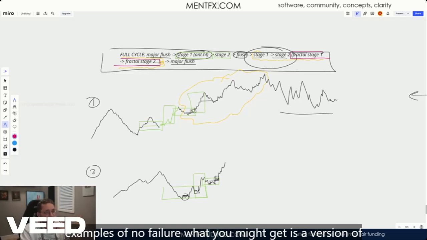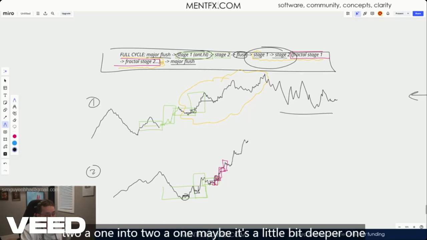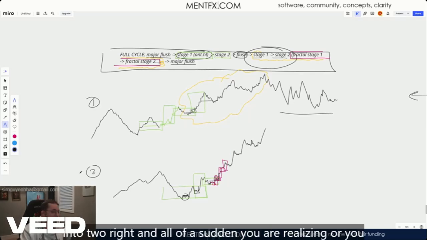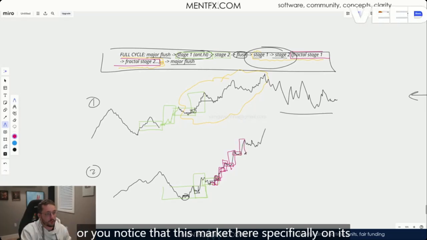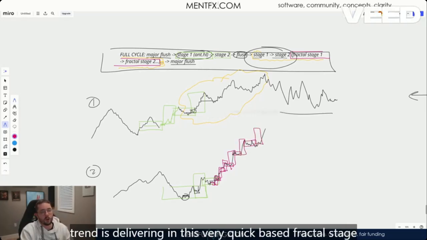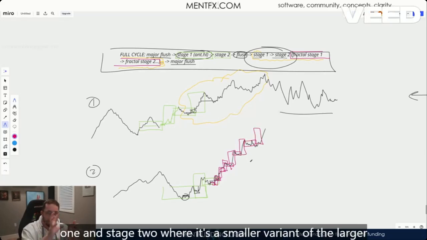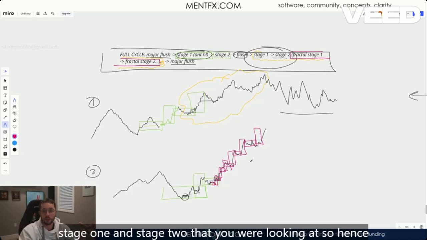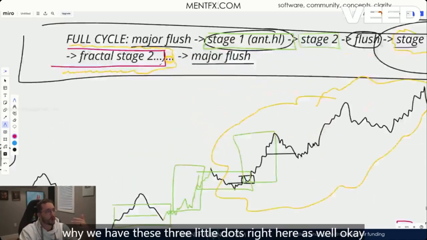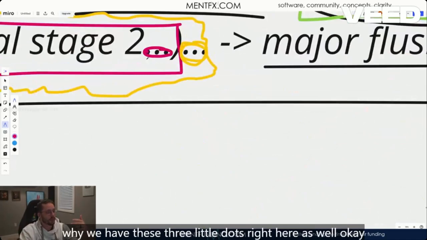What you might get is a version of this fractal 1 and 2, because what's happening, as you've seen in prior examples, is price is also delivering a 1 into 2, a 1 into 2, a 1 into 2. And then all of a sudden, you might notice that this market just goes on a 1 into 2, a 1 into 2, a 1, maybe it's a little bit deeper, 1 into 2, right? And all of a sudden you start realizing that this market specifically on its trend is delivering in this very quick-based fractal stage 1 and stage 2, where it's a smaller variant of the larger stage 1 and stage 2 that you were looking at. So hence why we have these three little dots right here as well, okay?